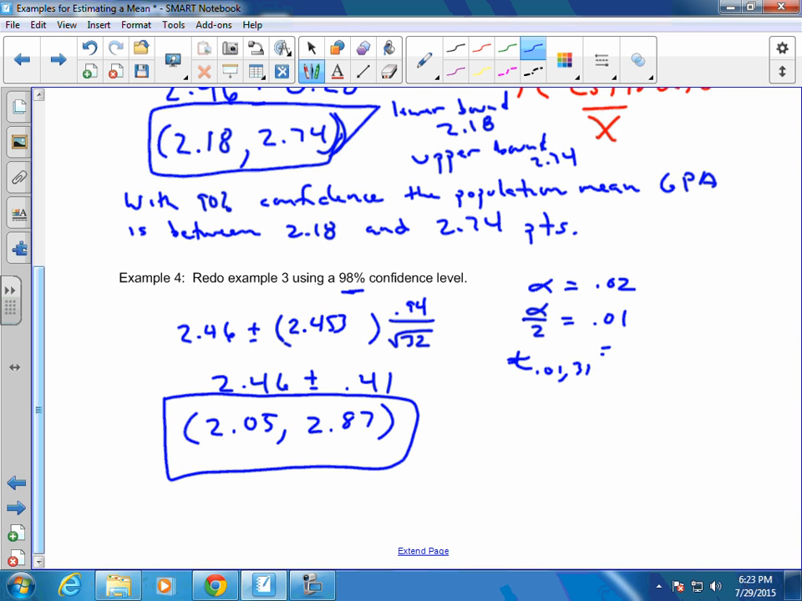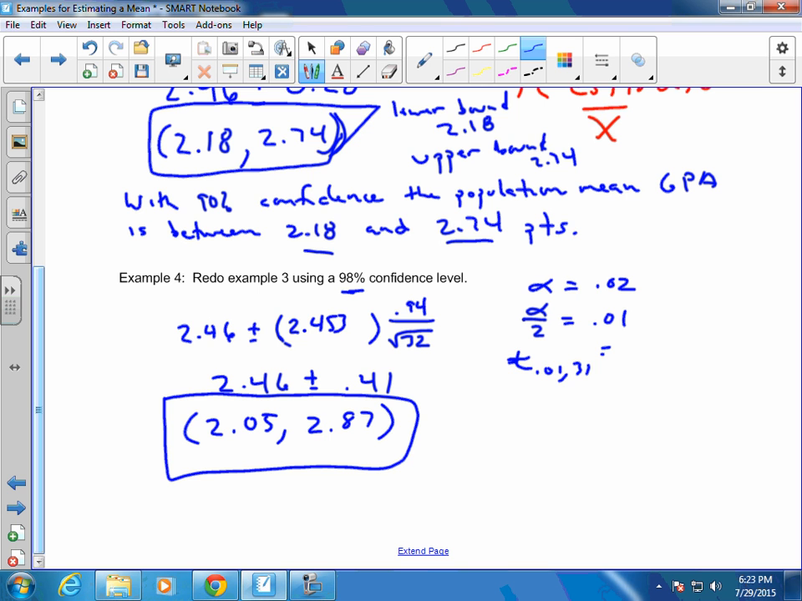Again, we had to get a bigger interval. We had to go down below the left endpoint and up above the right endpoint. The interpretation would sound the same, except with 98% confidence, the population mean GPA is between 2.05 and 2.87. So the only thing that would change are the specific numbers.